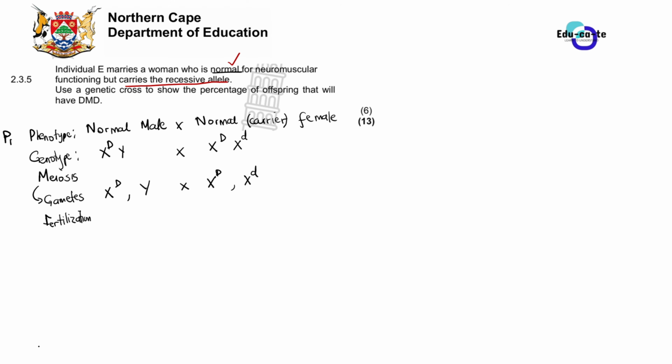So fertilization will occur. When they fertilize here, X with a capital letter D will cross with the first X with a capital letter D from the female side. So this is X with a D, X with a D as well. And then we go to the next combination. X with this capital letter D will cross with this X with a small letter d from the female side. So this will be X with a capital letter D, X with a small letter d from the female.